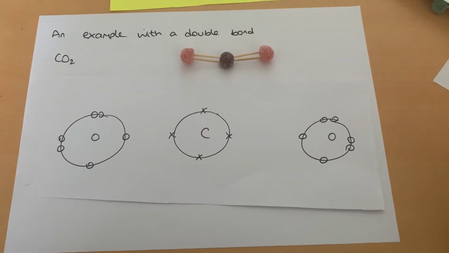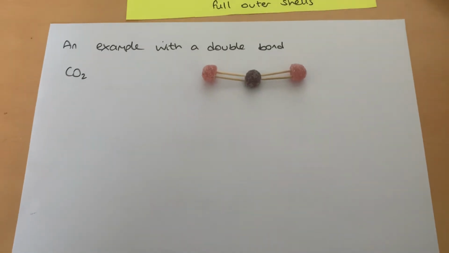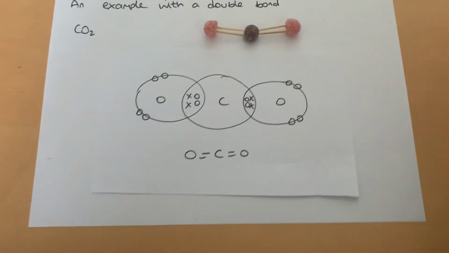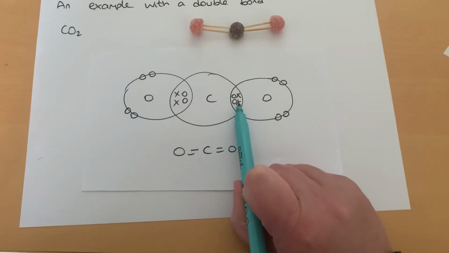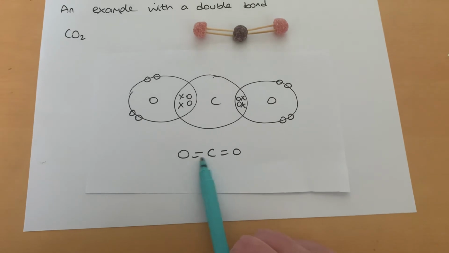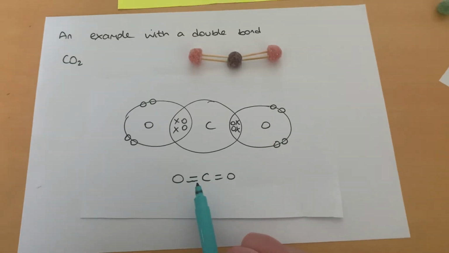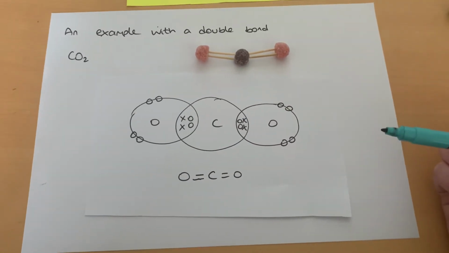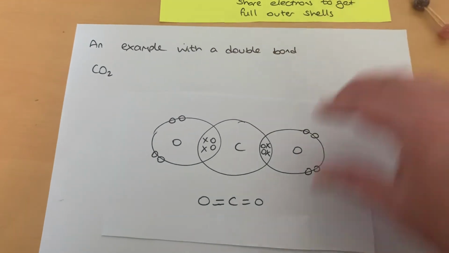Do you want to pause the video and have a think about what you think this is going to look like? And the answer is they do that by sharing 2 pairs of electrons. So each of these overlap here. There's 2 electrons from oxygen, 2 electrons from carbon, 2 electrons from that oxygen and 2 electrons from carbon. So you'll see here that instead of having the single lines like we had before, we've got a double line which represents a double bond, or 2 pairs of electrons shared between the atoms. And that's what your carbon dioxide molecule looks like.